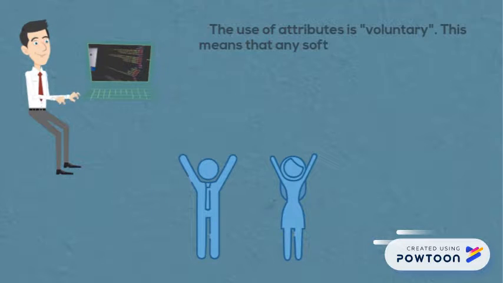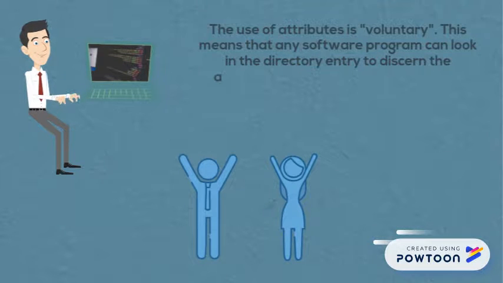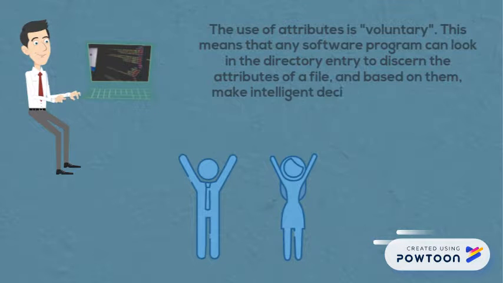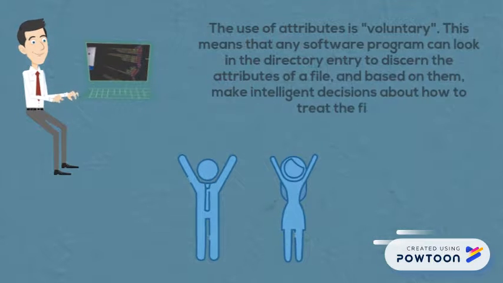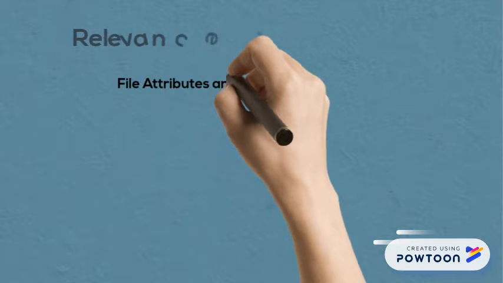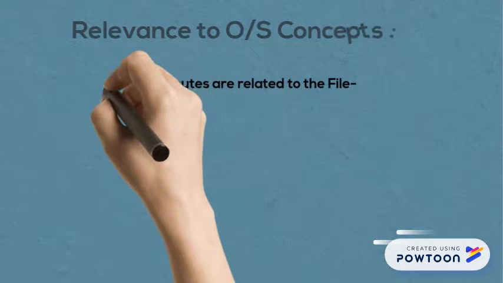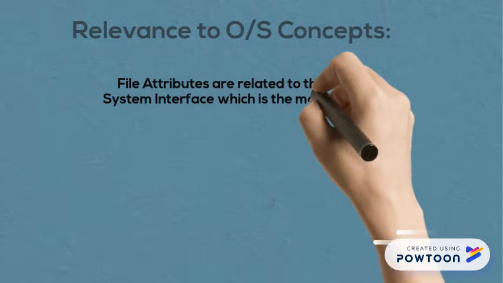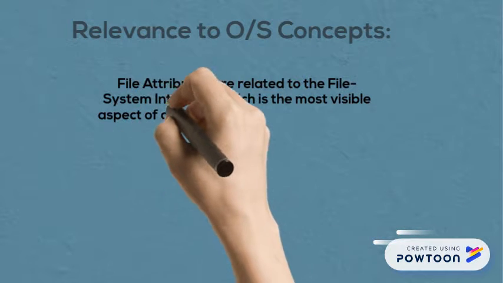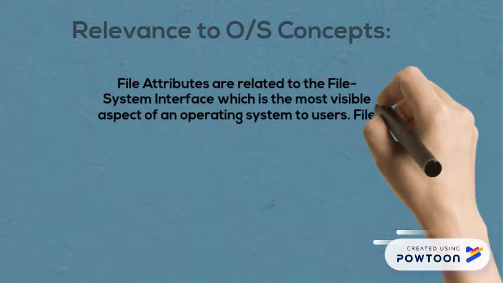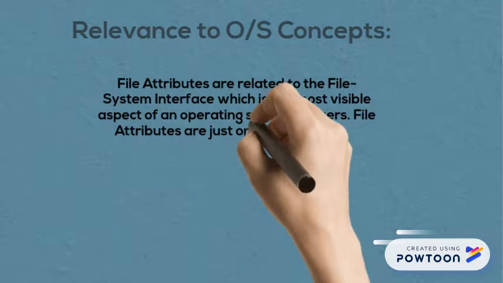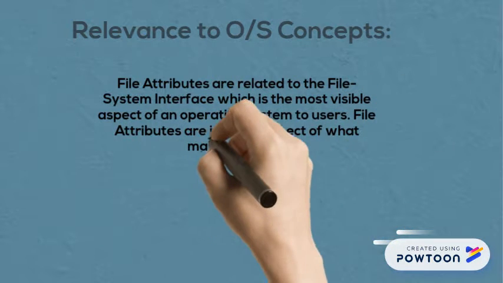What this means is that any software program can look into the directory entry to discern the attributes of a file, and based on them, make intelligent decisions about how to treat the file. File attributes are related to the file system interface, which is the most visible aspect of an operating system to users. File attributes are just one aspect of what makes up a file.